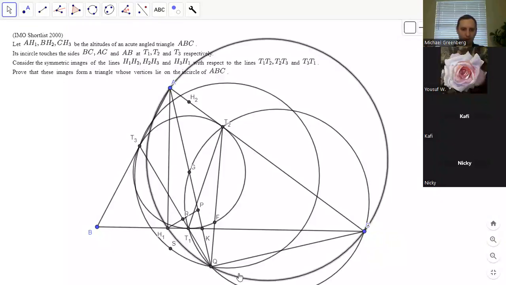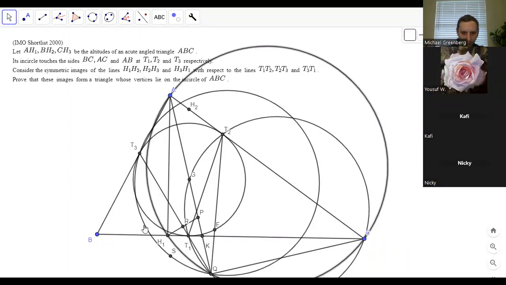We have Q and QT1 bisects angle H1QP. P or G, same thing. So doesn't that imply that P lies on the angle bisector? Yes, so that solves it. So okay, first I'm going to type up Yusuf's solution.